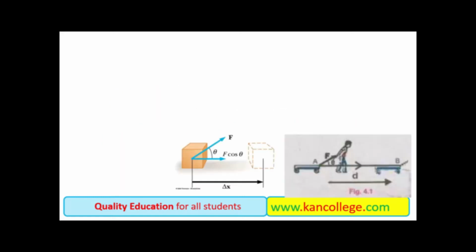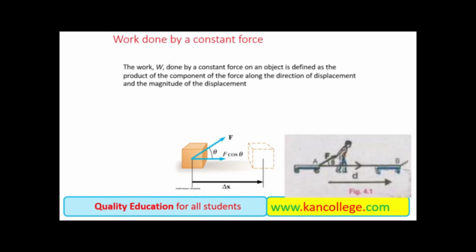Work. Work done by a constant force. The work W done by a constant force on an object is defined as the product of the component of force along the direction of displacement and the magnitude of displacement.